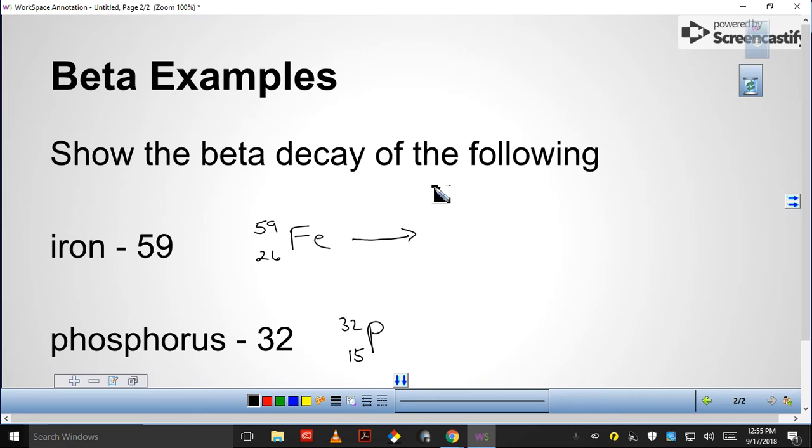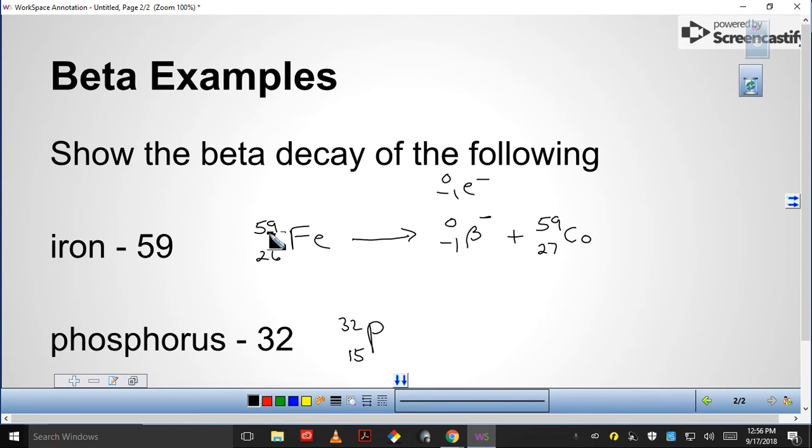Now beta decay, if you'll remember, let's just look at one here. So we put a beta decay, and you can put the beta symbol, or you can put the electron symbol. It doesn't matter. Now, difficult math. 0, 59, that stays the same. But what number plus negative 1 equals 26? Well, that would be 27. So 27 in this case, right next door to iron on the periodic table, will be cobalt.